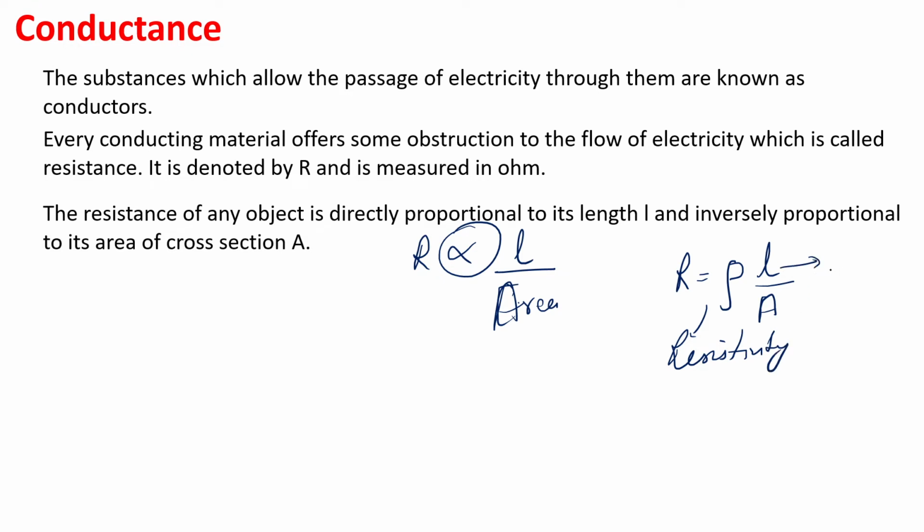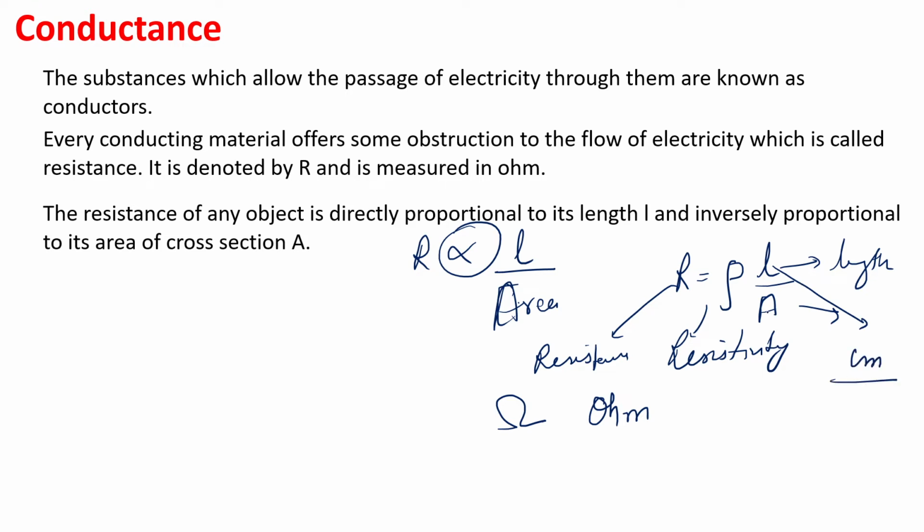Resistivity, this is the length of the material through which the electrons are flowing, and this is the area of the material, and the resistance is calculated in this fashion. Unit of resistance is ohm, symbol is like this, and the length is in centimeter. Area will be in centimeter square.